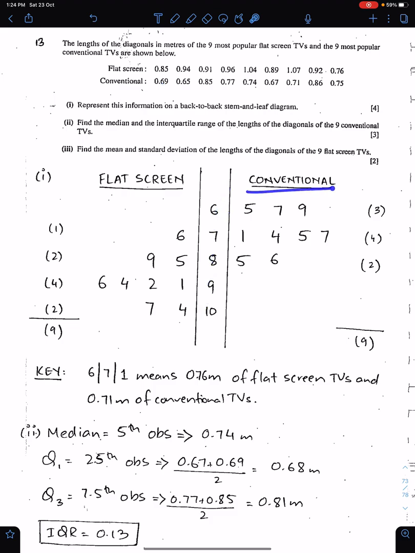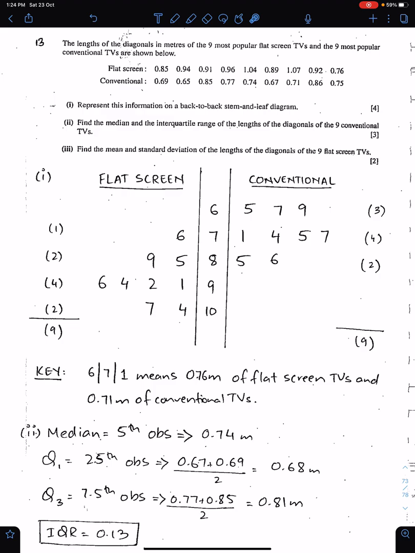For example, for conventional screen, 0.69, so 9 should be here. 0.65, 5 should be here. 0.85, 5 should be here. First, you have to construct a stem plot in pencil.